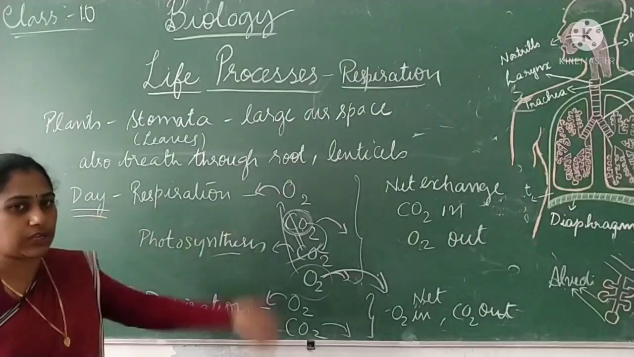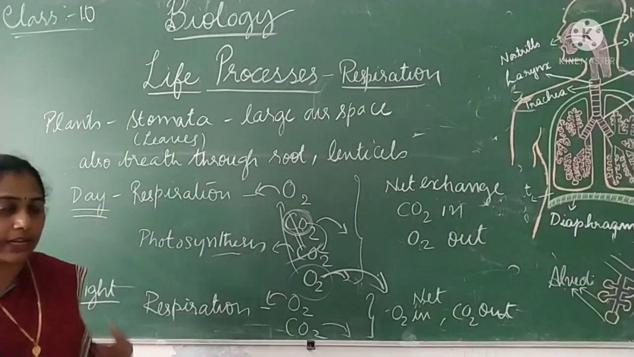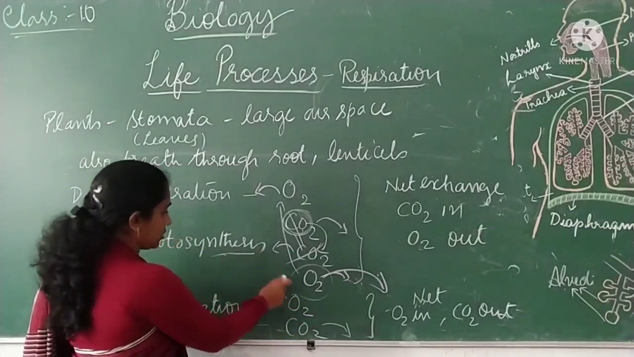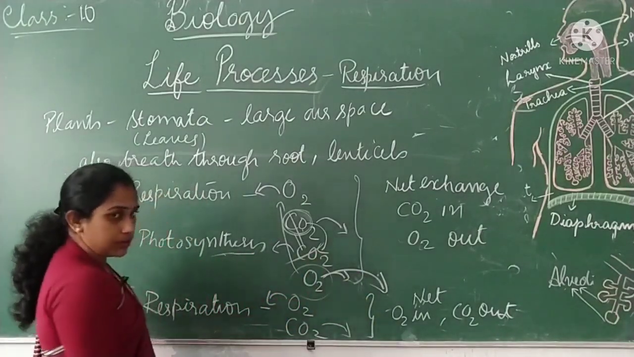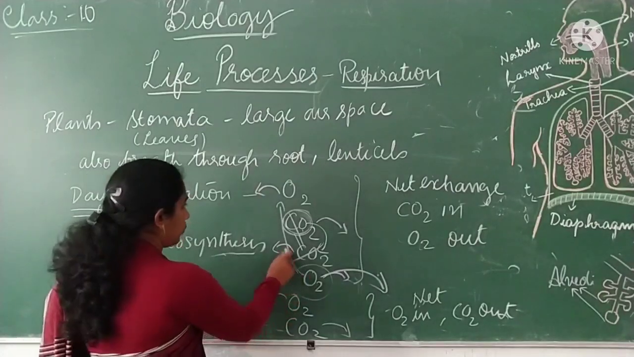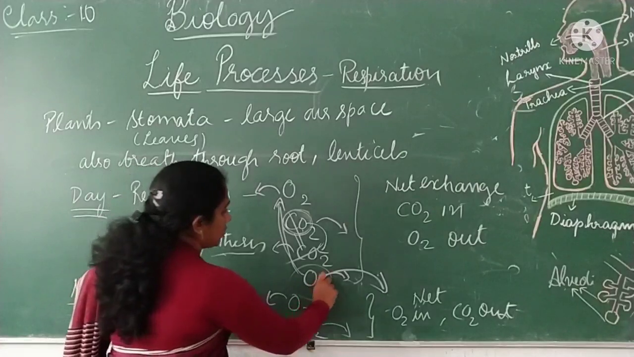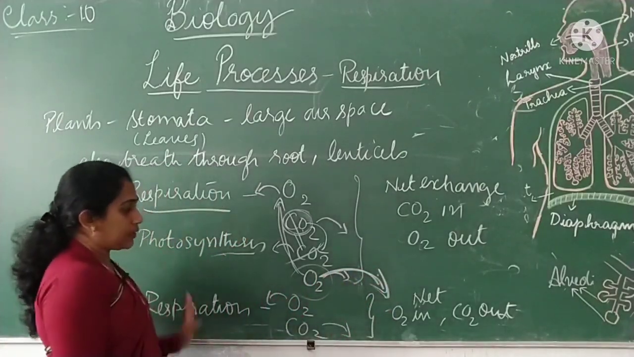So the plant is not giving out any carbon dioxide, it's only taking in carbon dioxide. But what about the oxygen? During photosynthesis it is giving out oxygen. Only a little quantity of oxygen is used for the respiration process, and the remaining is given out. So what has been given out?